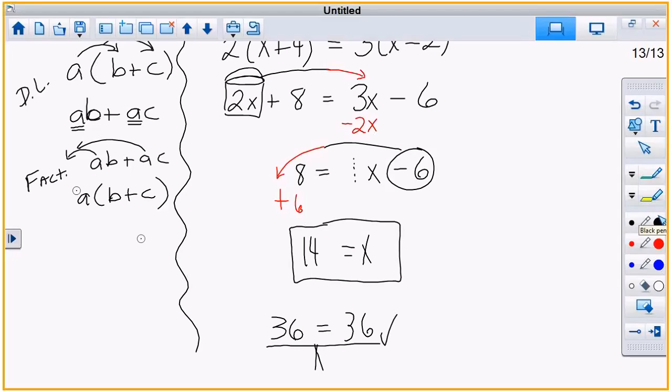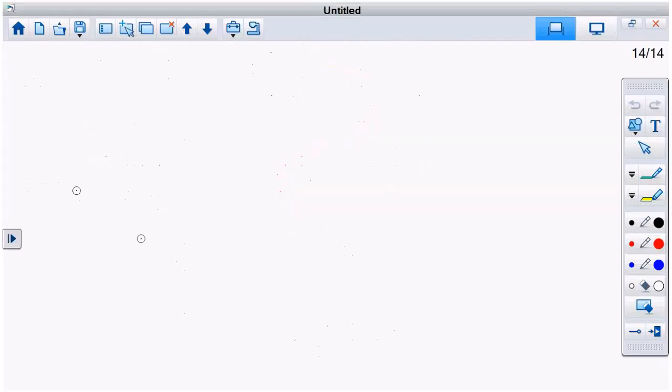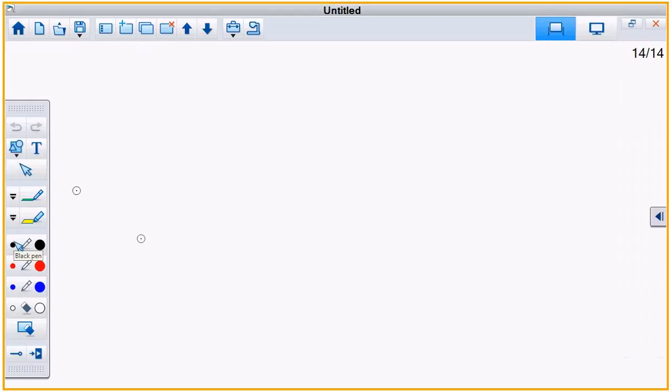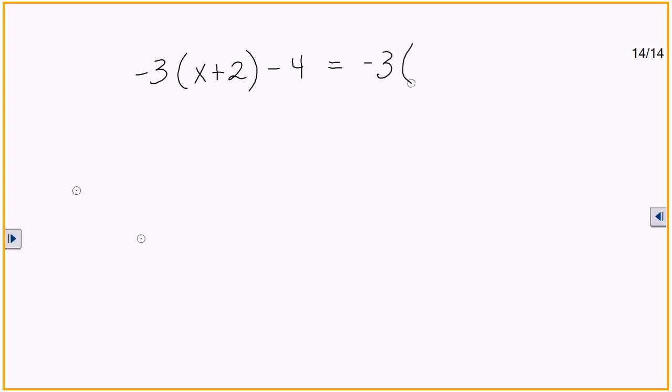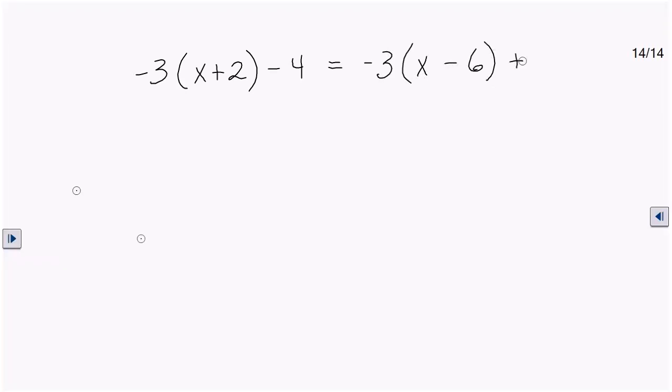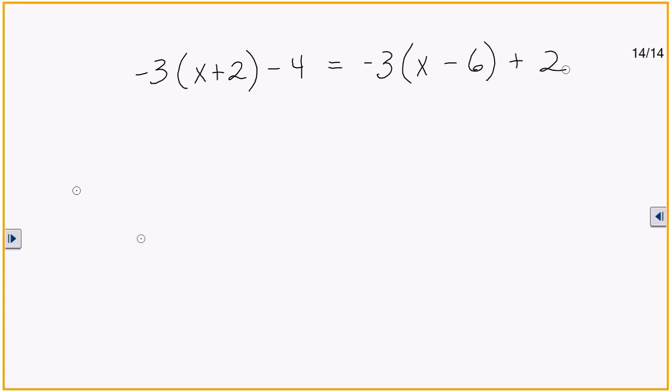Let's try one that might cause you a little problem. Negative 3 times (x plus 2) minus 4 is equal to negative 3 times (x minus 6) plus 2. Now, I want you to pause the video, and I want you to use your distributive law, combine like terms, and solve the equation.